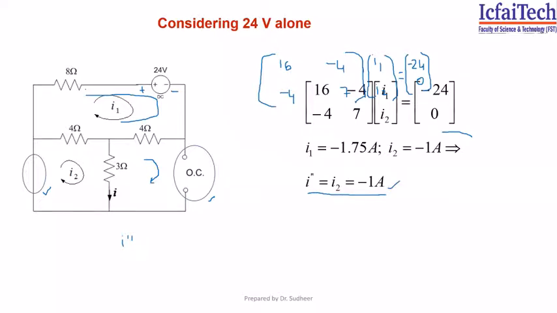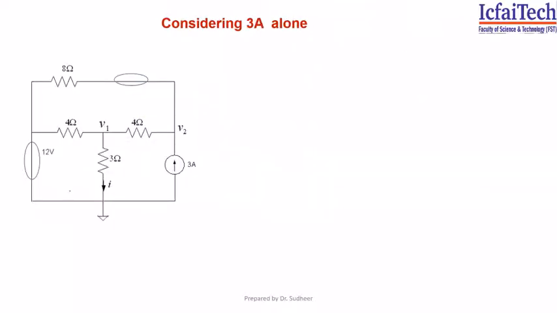Very simple. Now third case, you should consider only the current source. Then you replace the voltage sources with a short circuit. So when you consider only 3 amperes alone, we need to replace the voltage sources with a short circuit. We can see the 12 volts voltage source is replaced with a short circuit, as well as the 24 volts voltage source is also replaced with a short circuit.